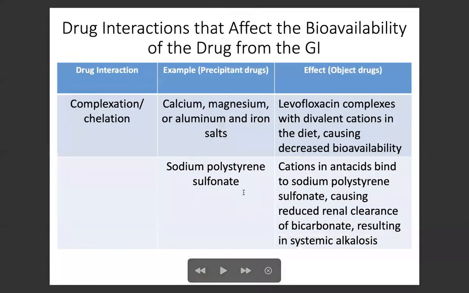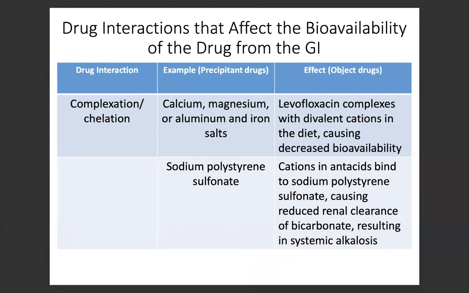So drug interactions that affect the bioavailability of the drug from the GI tract, we have complexation, chelation. Precipitant drugs, kind of mga calcium, magnesium, or aluminum and iron salts. Object drug, we have levofloxacin, complexes with divalent cations in the diet, like your calcium, causing decreased bioavailability, or mainom ka og iron supplements. Next, we have sodium polystyrene sulfonate.